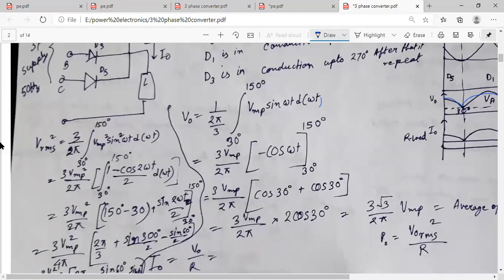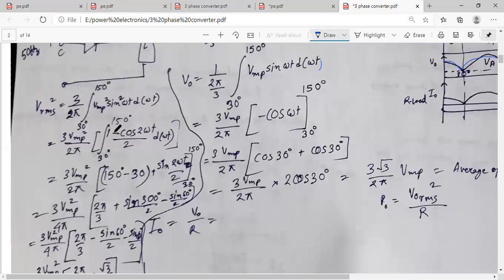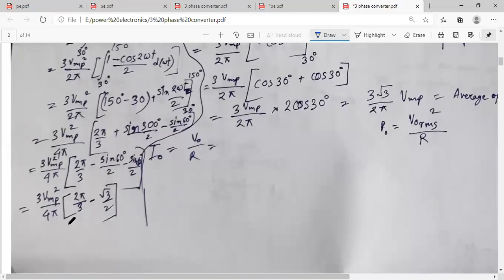And RMS voltage, similarly, this one, 1 by 2 pi by 3, integration from 30 degree to 150 degree, Vm square sin square omega t d omega t. In the process, the integration is going on. This way, we are getting the RMS voltage, and output power is equal to Po equals Vrms square by R.